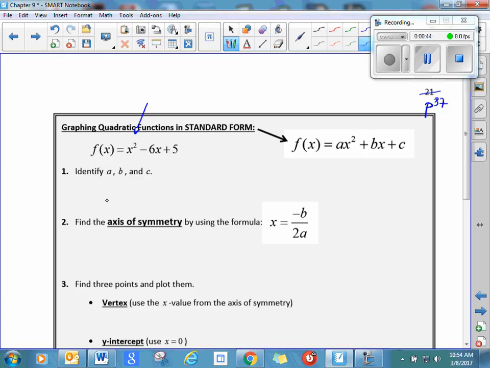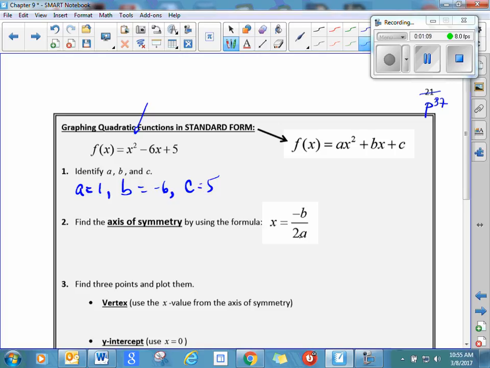So the first thing we're going to do is identify our A, B, and our C. So that's easy enough. A is positive 1, B is negative 6, and C, our constant, is 5. Once you've gotten those identified, we're going to use the A and the B in a formula in step number 2 to figure out the first thing that we're going to find, which is the axis of symmetry.